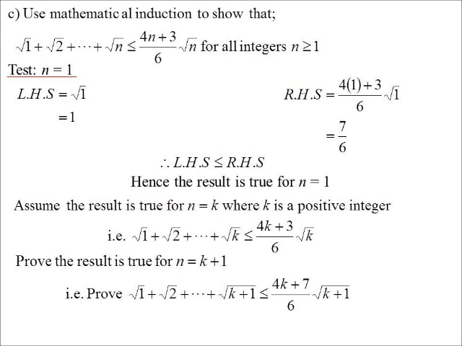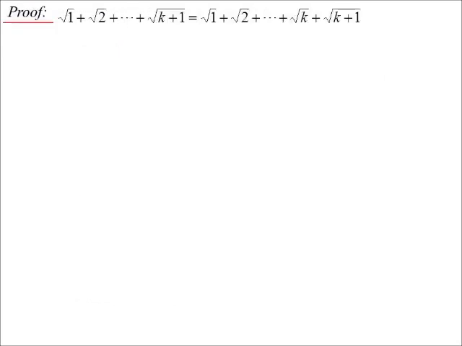4k plus 7 on 6, square root of k plus 1. So it's a series type. I'll rewrite it as the sum to k plus root k plus 1. Our assumption was 4k plus 3 on 6 root k. Remember, we're trying to get 4k plus 7 on 6 times the square root of k plus 1.